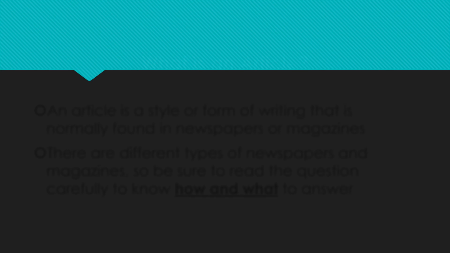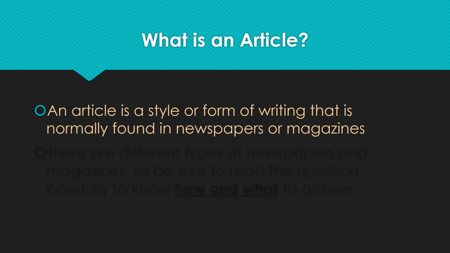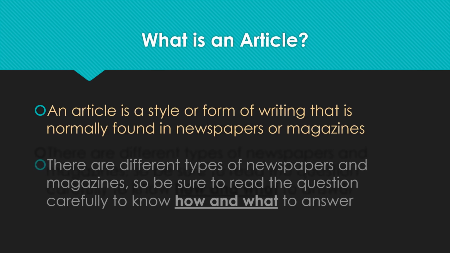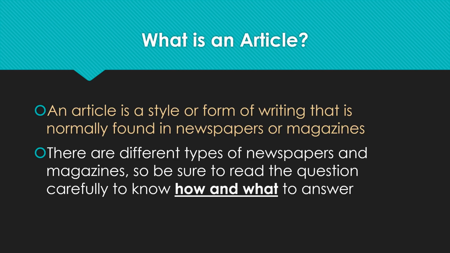So, what is an article? An article is a style or form of writing that is normally found in newspapers or magazines. There are different types of newspapers and magazines, so be sure to read the question carefully to know how and what to answer. This will always go back to, again, your audience. If you're writing an article for your school newspaper, your vocabulary is going to be different to if you're writing an article for a broadsheet or a tabloid. So make sure you read the question to know exactly who you are answering the question for.